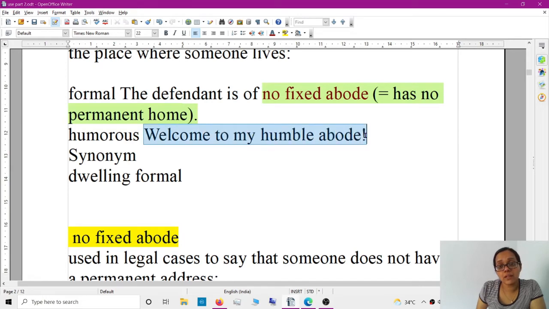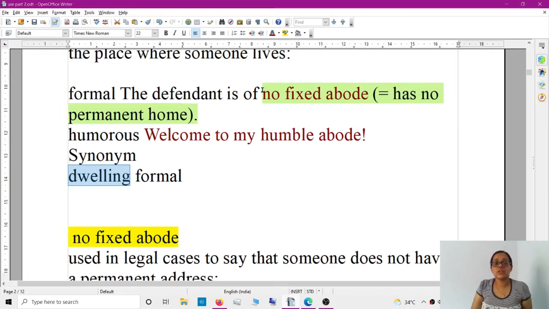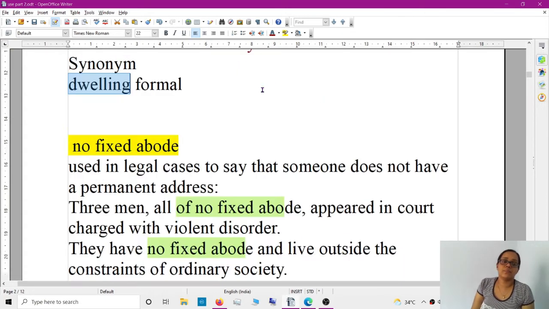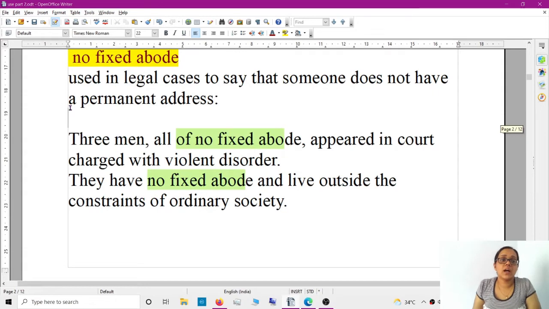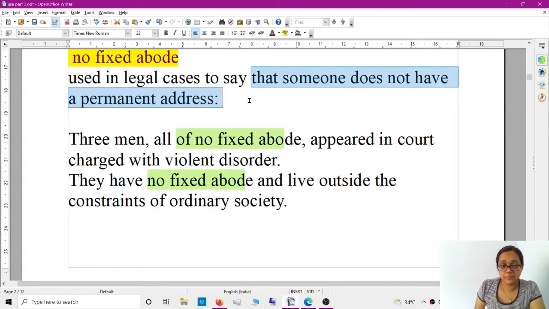Welcome to my humble abode. The synonym is dwelling place. So the defendant is of no fixed abode, has no permanent home. This is a fixed phrase, no fixed abode. It is used in legal cases to say that someone does not have a permanent address.